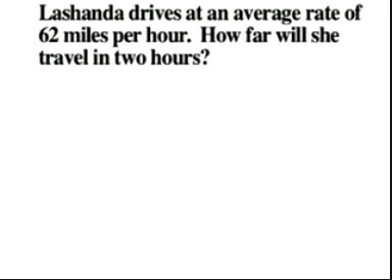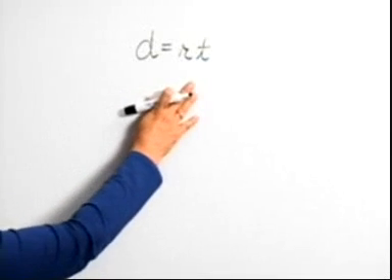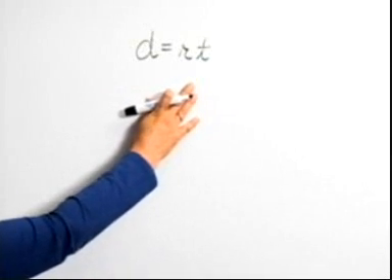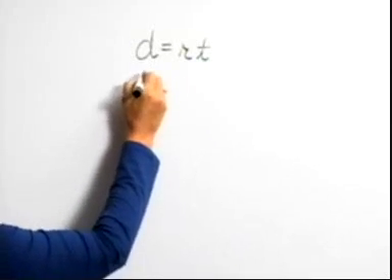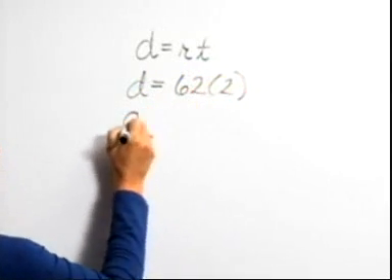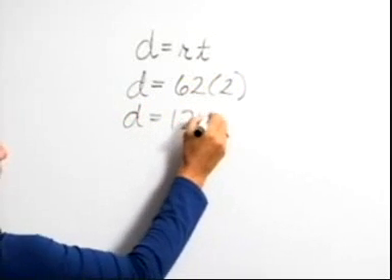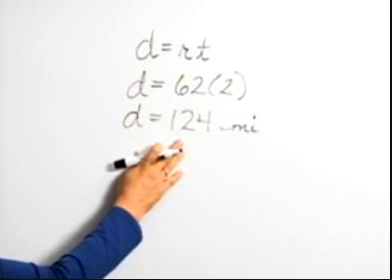LaShonda drives an average rate of 62 miles per hour. How far will she travel in 2 hours? We need to understand that we are asked to find the distance traveled given the average rate and time. The formula which relates average rate, time, and distance is D equals RT. We're going to plan to replace R with 62 and T with 2 and then multiply. So our distance is 62 times 2, or our distance is 124 miles. So LaShonda traveled 124 miles.